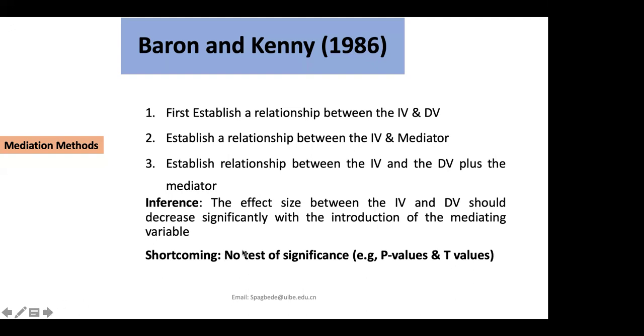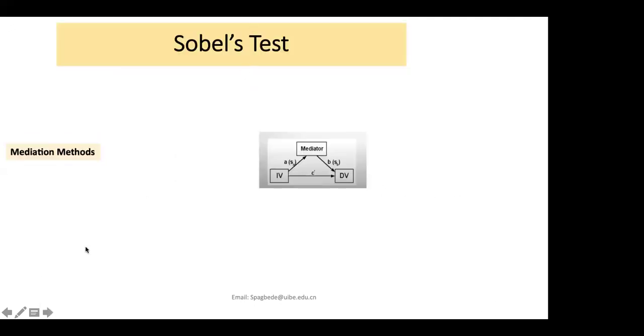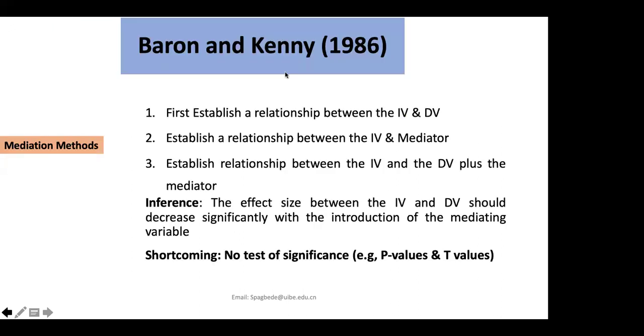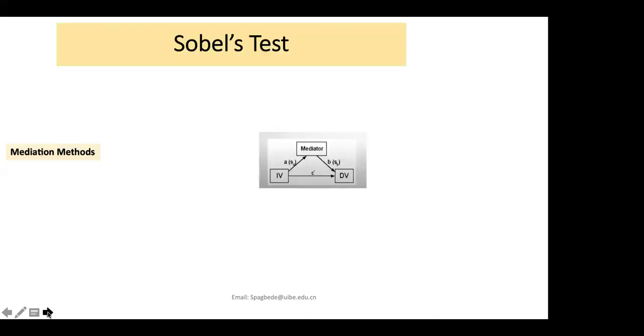Now, the disadvantage of this method is that there is no way for us to test statistically if the mediation is significant or not. And to address this problem, this man, Sobel, came up with his own method. And it is actually designed to test for the statistical significance of the reduction in the effect between the IV and the DV after the introduction of the mediator. So he's also following basically the same approach with Baron and Kenny. But just that when he gets to this place, he introduced the t-test procedure, to test for the p-values and the t-values. So he built on that.